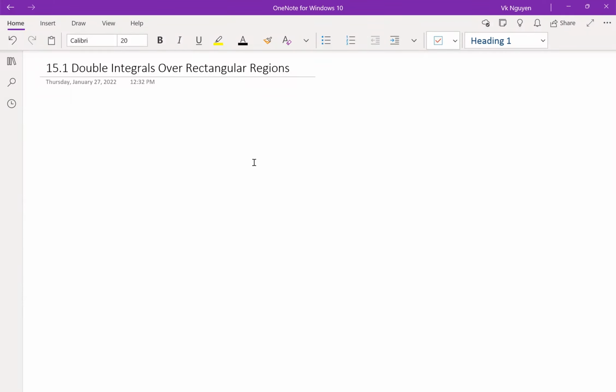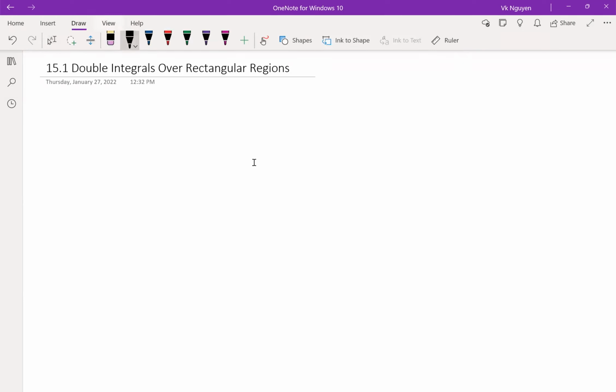Okay, so what does this one look like? Let me just draw it out. So we have a rectangular region. It's going to be some region like this. That is what they mean by rectangular region. Let's say the region D or the domain is a rectangle.